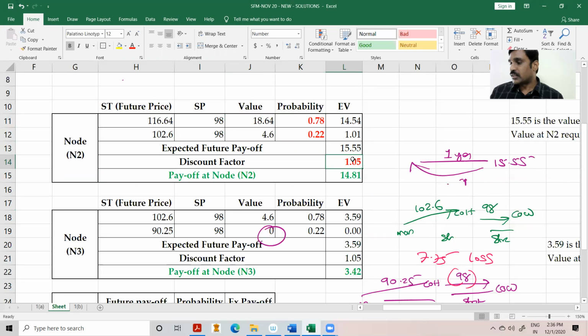Therefore, look at where we are standing and where we are looking. Whatever object we are looking at, how far is it? It is not beside us, it is far away. Therefore, I have to bring that forward to my standpoint. I need to discount it. When I stand at N2, this 15.55 is not at N2. This is standing 1 year far away from me. Therefore, I have to bring it to me. I need to discount it.